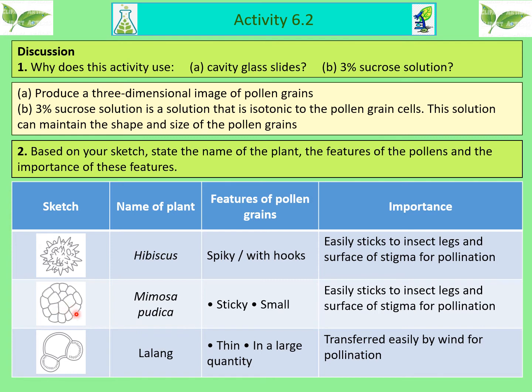Okay, this one is Mimosa pudica. Feature of pollen grains: sticky, small. The importance: easily sticks to insect legs and the surface of the stigma for pollination, the same as the hibiscus. And this one is lalang, thin and in a large quantity. Okay, transferred easily by wind for pollination. That's why it's thin.